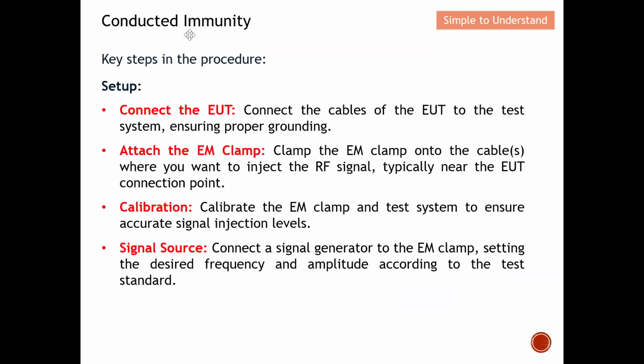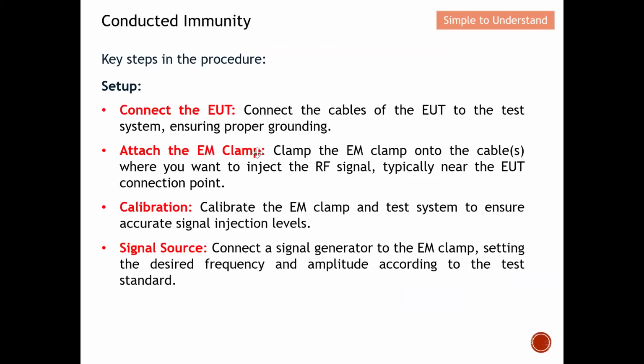Okay, so in short, let's quickly go through the key steps in the procedure. There are four of them. So firstly, we need to connect the EUT. We connect the cable of the EUT to the test system so as to ensure proper grounding. I have emphasized how we can do proper grounding.